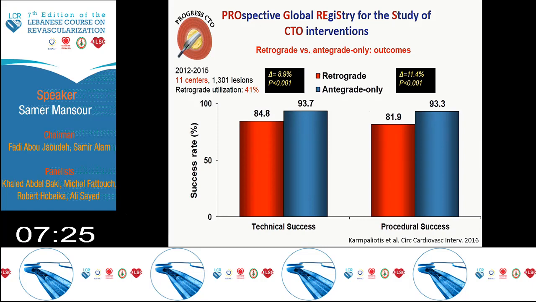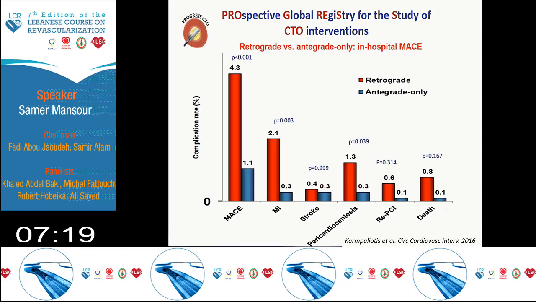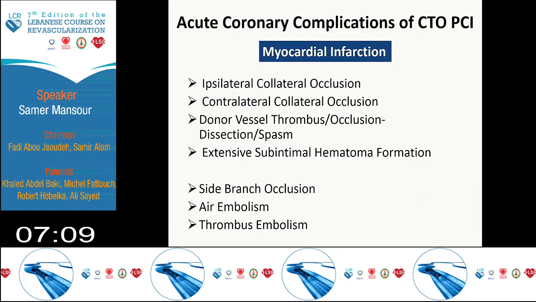This is the same thing that we saw in the States in the PROGRESS CTO group data. They have a higher success rate using the antegrade than the retrograde, with a higher procedural success rate in the antegrade as compared to the retrograde. And when you look at the MACE rate, you have a higher rate of complications, a higher rate of myocardial infarction by losing collaterals, mainly using the retrograde as compared to the antegrade.